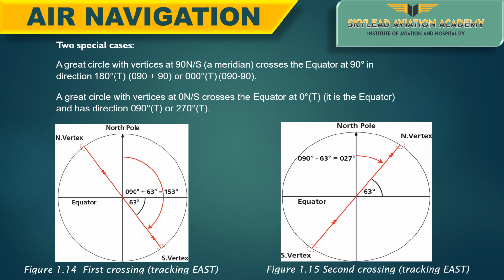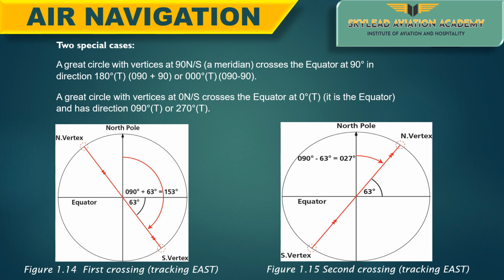If the original direction had been west from the northern vertex, the track angle crossing the equator would be the reciprocal, that is 207 degrees and 333 degrees.